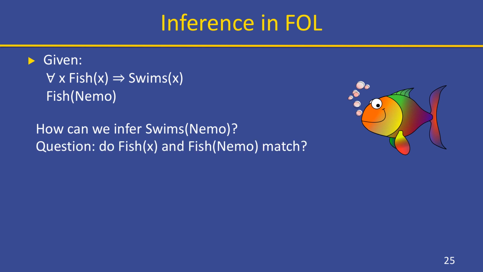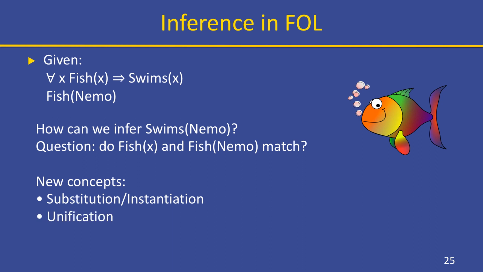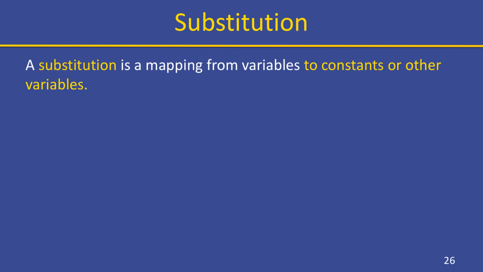To get there, we need to basically be able to say that fish Nemo and fish x match. In order to do that, we have to introduce a couple of new concepts. We'll introduce substitution and instantiation, and we'll introduce unification. So a substitution is a mapping from variables to constants or to other variables.